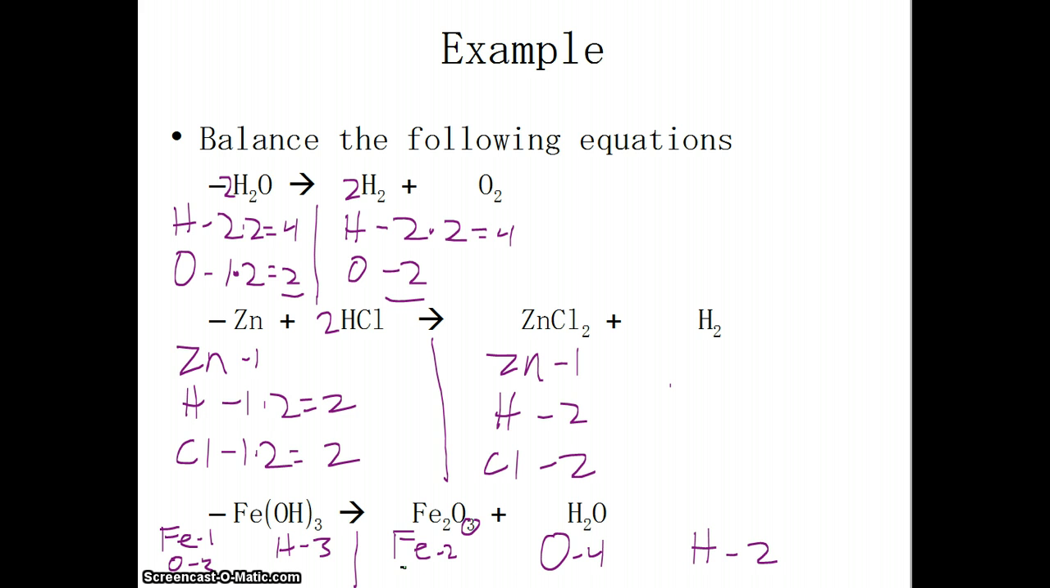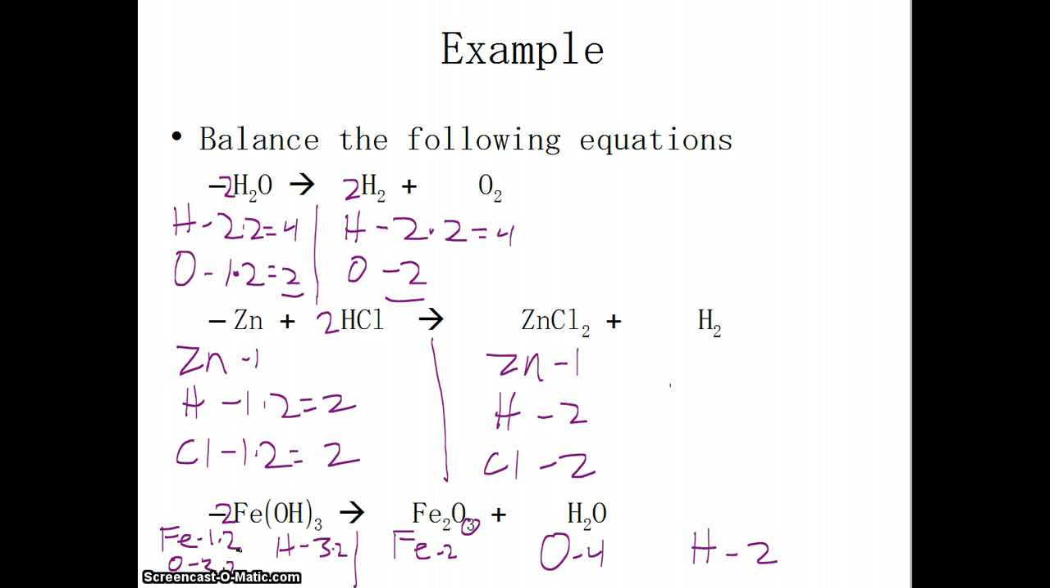Remember, as I said a little bit ago, we want to leave the hydrogens till the very, very end. So irons, we need them to balance out. To get the 2 irons to balance out, we need to multiply this by 2. Well, that means we need to multiply everything else here by 2 as well.